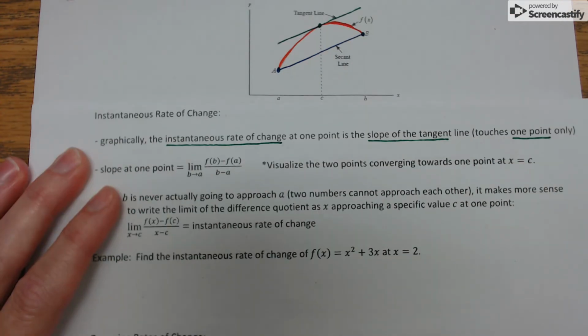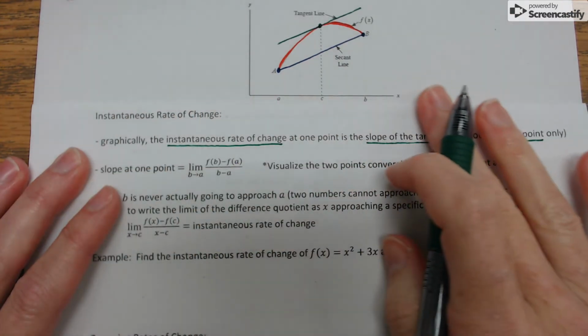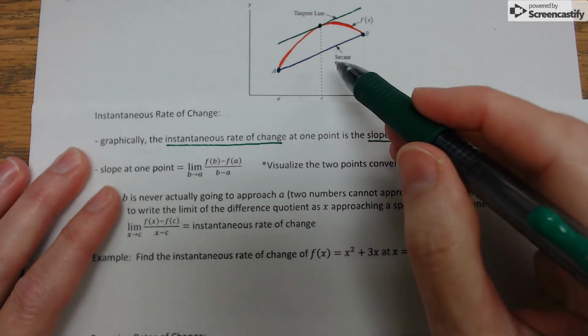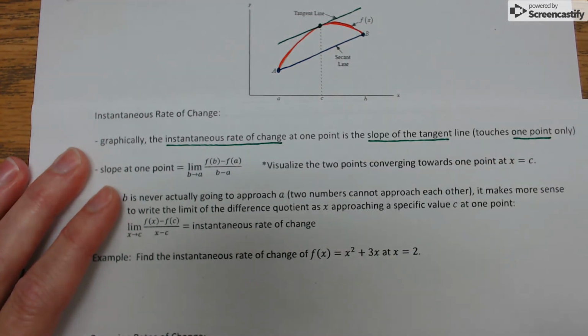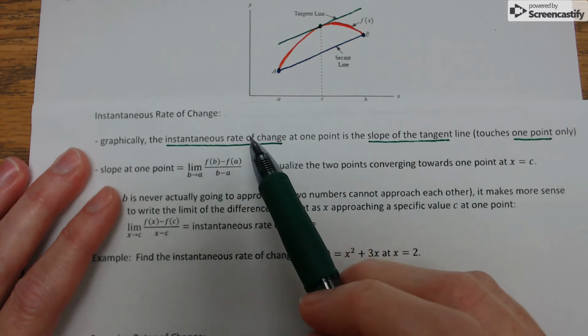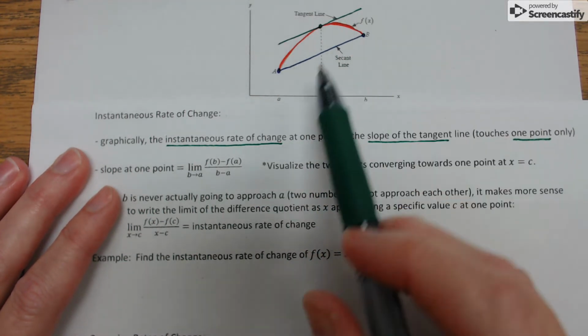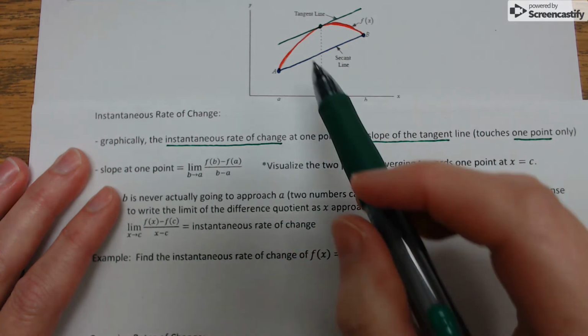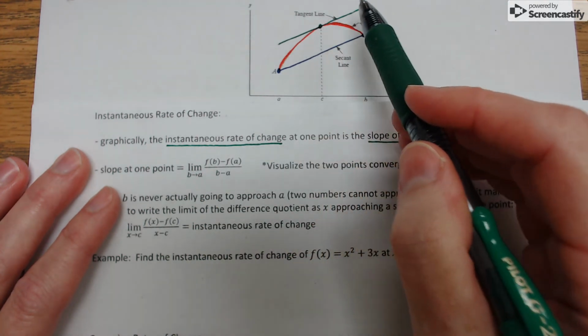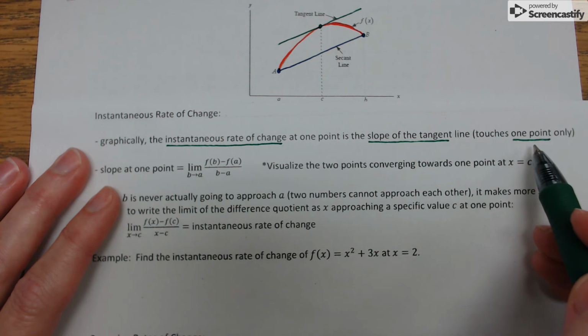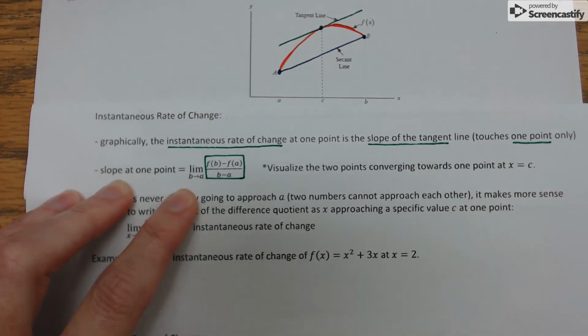Okay, I'm pretty proud of myself because I figured out how to fold the paper over so that we could see both the graph still and this section on instantaneous rate of change. So let's talk about what that means graphically that's different from our average rate of change. Your instantaneous rate of change at one point is the slope of what we call the tangent line. And again, that touches one point of that function only.